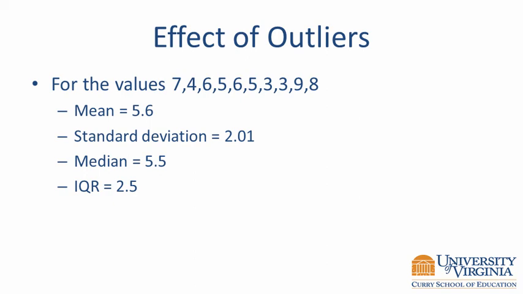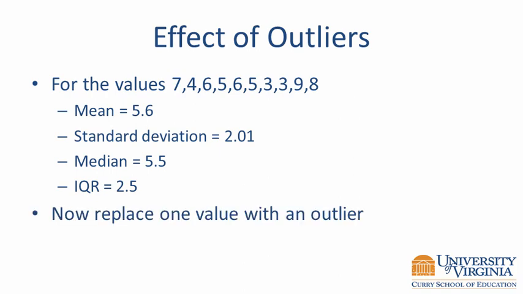To see the influence of outliers on the mean and standard deviation, let's use the data shown on this slide. You can see that the mean and median are similar when there are no outliers. The same holds for the standard deviation and interquartile range. Now let's change just a single value in the data and make it an outlier. We will change the 9 to a 20. Notice how much the mean and standard deviation changed, while the median and interquartile range did not change at all.